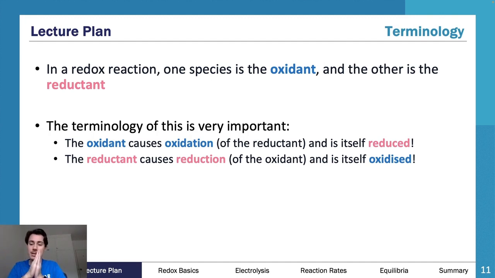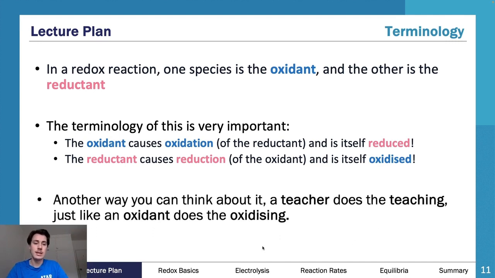You cannot have one without the other. That's super duper important. But the oxidant causes oxidation. The reductant causes reduction. The other way that you can think about it is the teacher does the teaching, doesn't get taught themselves. They do the teaching, just like the oxidant does the oxidizing. So essentially, the oxidant causes something else to be oxidized, but it itself is reduced. And that's a really important distinction you need to be able to make when going through this stuff.